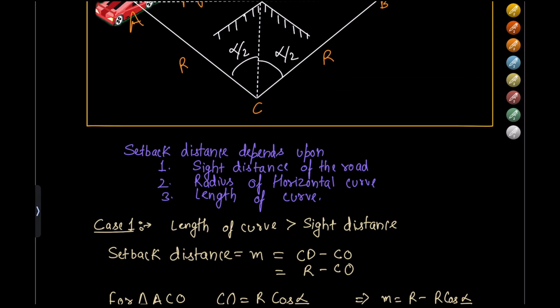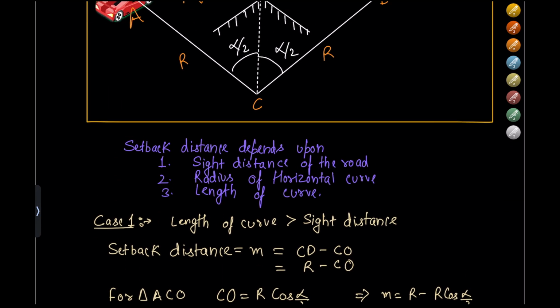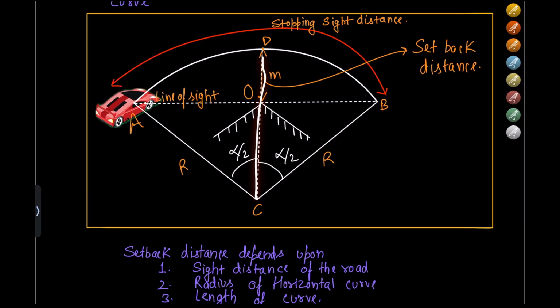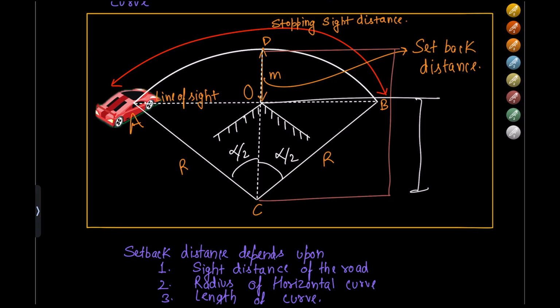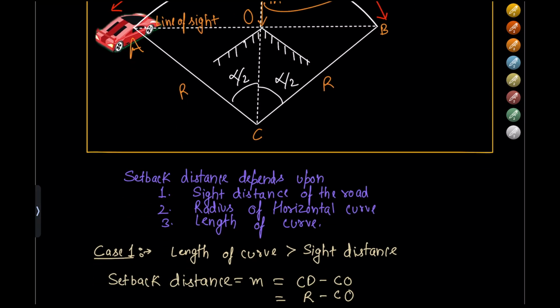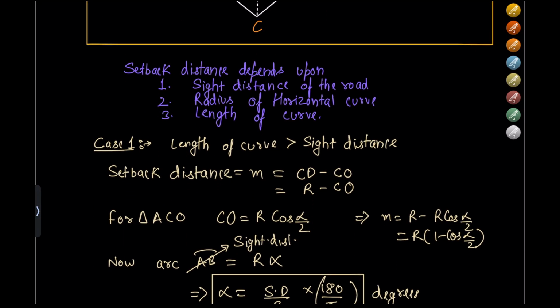So as visible from the diagram, setback distance here would be equal to CD minus CO. If we look at this total figure, and this distance minus this distance, that would be giving the setback distance, right? So that is the value of setback distance. That is what we have written in the topic as well. This is CD minus CO.